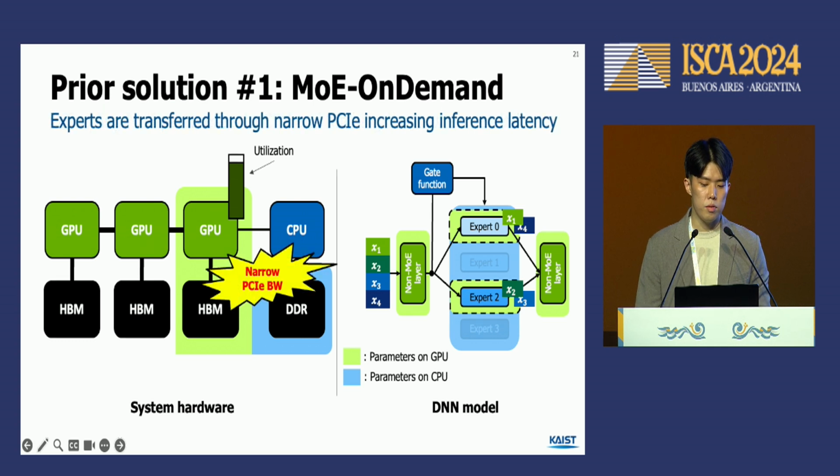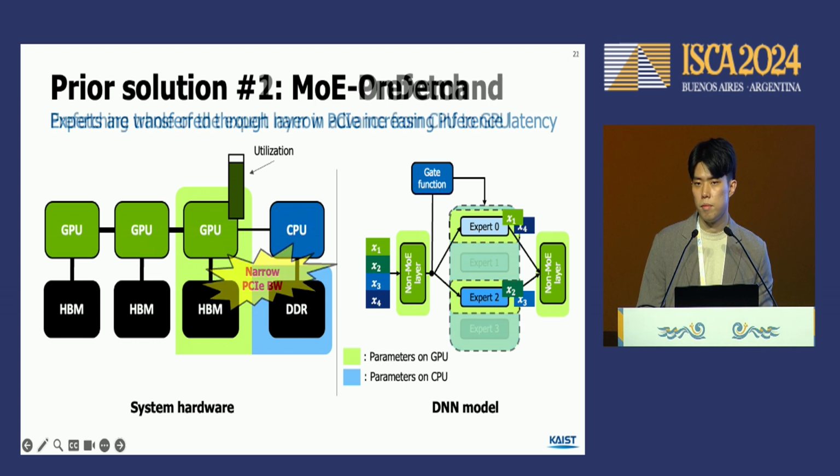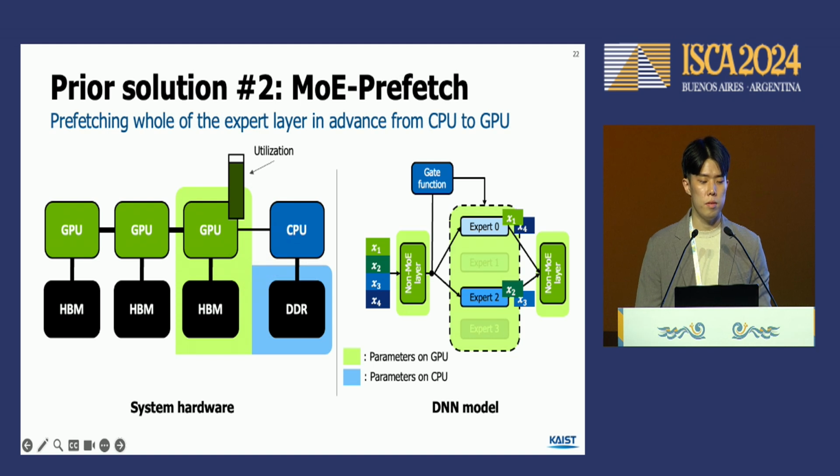This solution can decrease GPU memory requirements. However, the experts are transferred through the narrow PCI bandwidth, significantly increasing inference latency. To address this problem, the other solution, MoE prefetch, similarly offloads the whole expert layers to the CPU DRAM, but prefetches the expert before its execution.